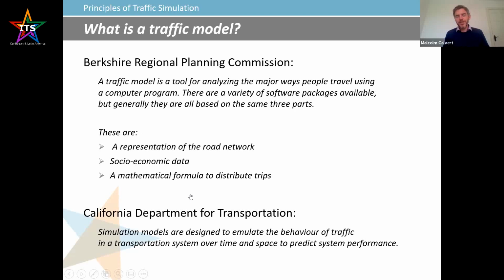I like this definition from the California Department of Transport. It says simulation models are designed to emulate the behavior of traffic in a transportation system over time and space to predict system performance. And that's a really key part of the principles of traffic simulation, is giving us the ability to predict what is going to happen in the future, to test different assumptions and scenarios.